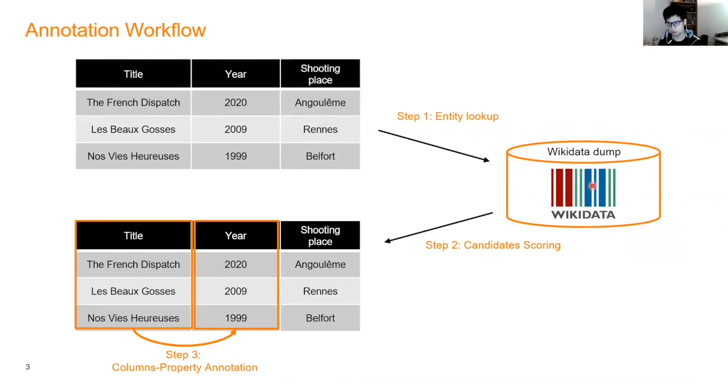The first annotation is to identify the relationship between 2 columns. And second, we will do the entity linking to identify an entity which can represent a cell of our table. And finally, we will try to identify a type for each column.